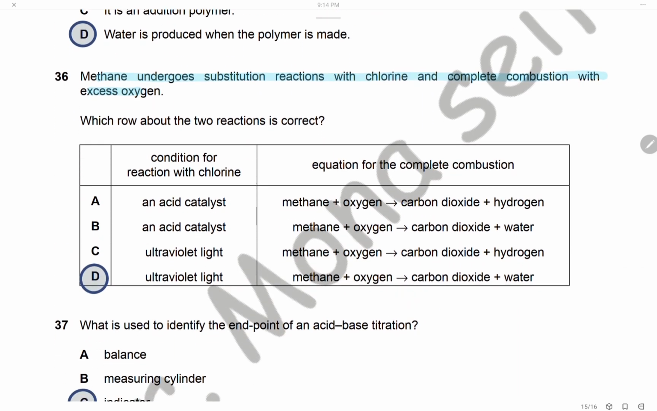Question 36. Methane undergoes substitution reaction with chlorine and complete combustion with excess oxygen. Which gives the condition for the reaction of chlorine and the equation for the complete combustion? The condition needed for the substitution reaction with chlorine is ultraviolet light, and the reaction with oxygen, complete combustion, produces carbon dioxide and water, so the answer is D.